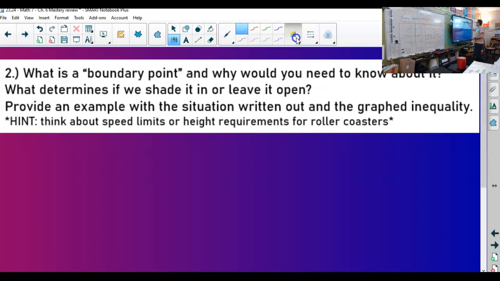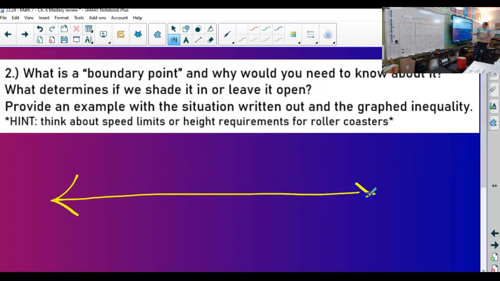So if I think about a roller coaster problem, do roller coasters normally have a maximum height or a minimum height? A minimum, right? Because if you're not tall enough, it's not safe enough. So you might put down some height here. Somebody give me a height you might have to be for a roller coaster. Like 49 inches? Sure. 5 feet, yeah, 5 feet was kind of what I was thinking.